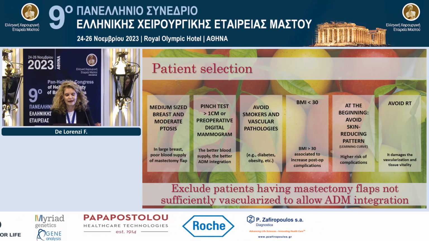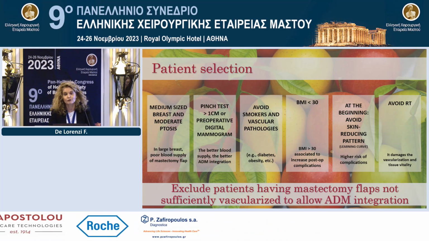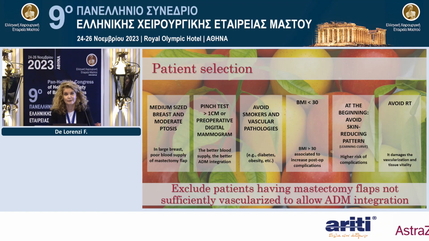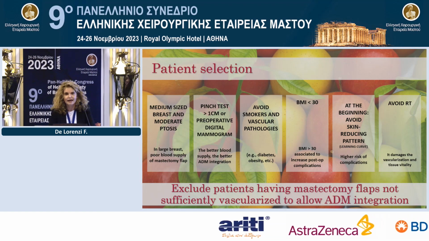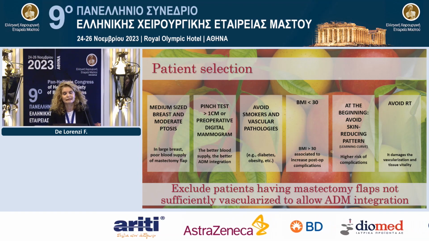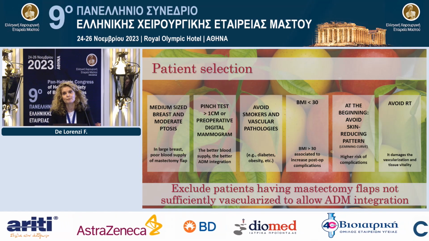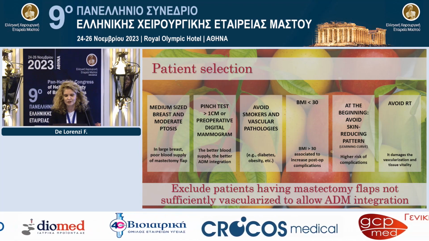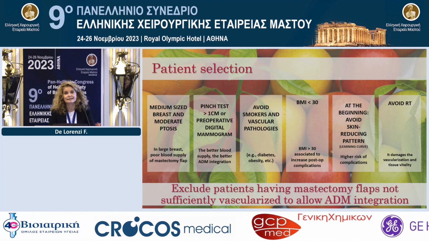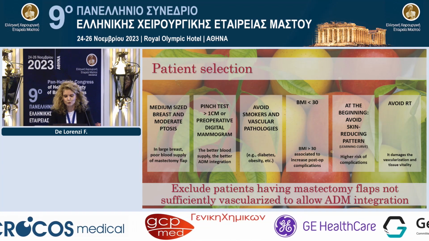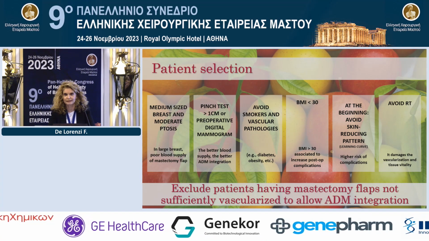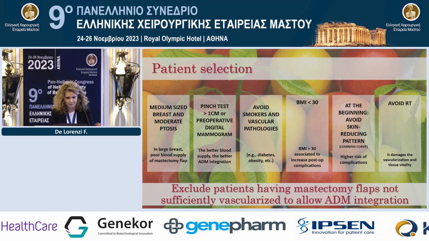Then we have to avoid heavy smokers or patients with vascular pathologies. We know that a BMI of more than 30 is associated with a higher percentage of complications. And then I recommend, at the beginning, not to use skin-reducing pattern reconstruction because of the higher percentage of complications, as well as in irradiated breasts, because we know that irradiation damages the vascularization and the viability of the mastectomy flap.